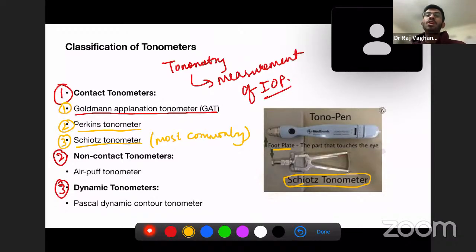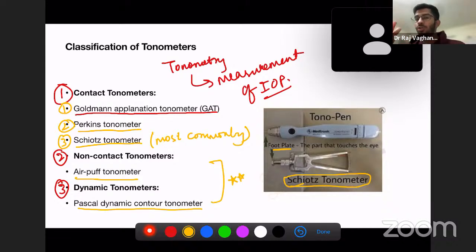The foot plate. So the non-contact tonometers include the air puff tonometer, and the dynamic tonometer is the Pascal dynamic contour tonometer. These tonometers are not frequently used. Non-contact tonometers are in advancement and are being researched. Because it is non-contact, the tonometer does not come in contact with your eye. That is the air puff tonometer, and dynamic tonometers work on a dynamic principle. You don't need to know about this.